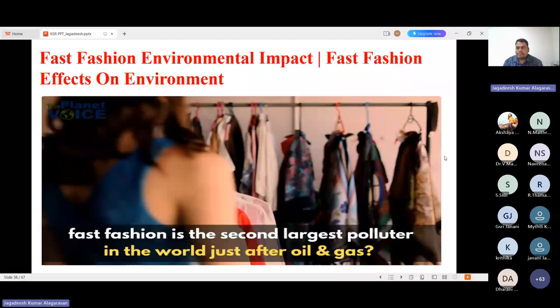So they can easily waste that dress within a year, put it in the garbage, and it becomes solid waste. So this is called fast fashion.